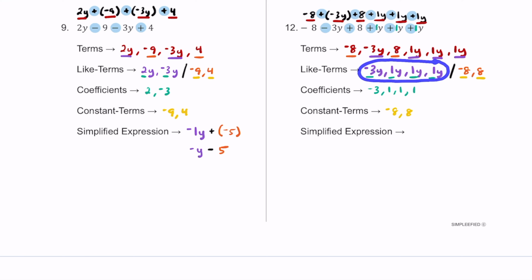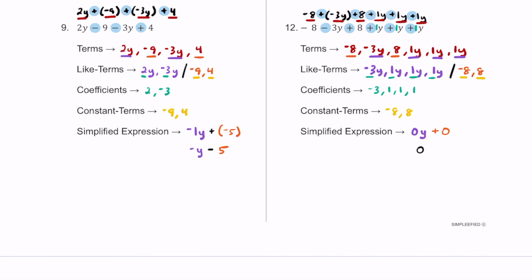So 1 plus 1 plus 1 would be 3, and a negative 3 plus 3 would be 0. So kind of like the last example, we're actually going to have no y's left over. And then this negative 8 plus 8, those are opposites. That's actually going to add on 0. So we can go ahead and write plus 0. So 0 times something plus 0 means this whole thing is just going to be 0, right? So it doesn't matter what the value for y would be. No matter what it is, the whole expression is always going to equal 0.